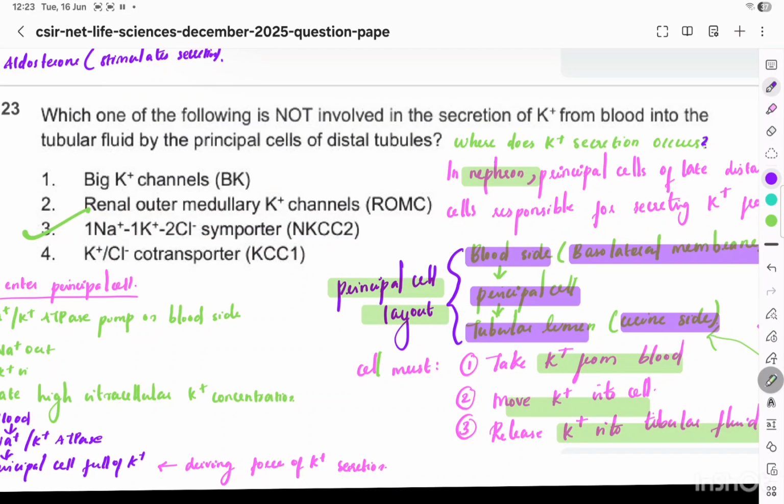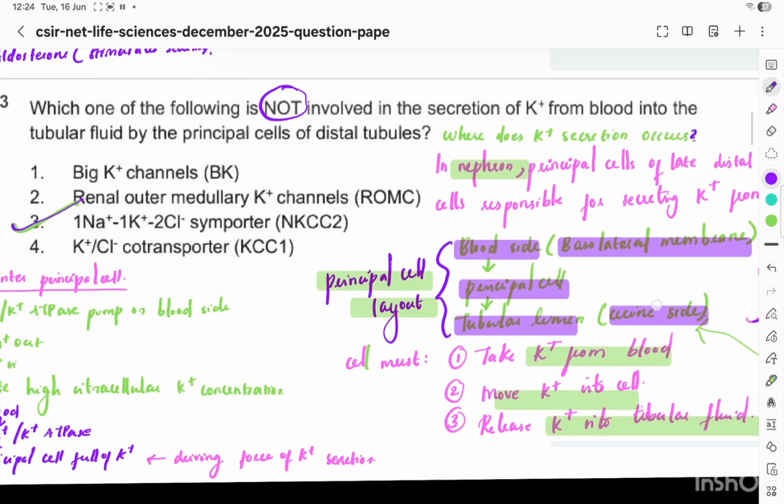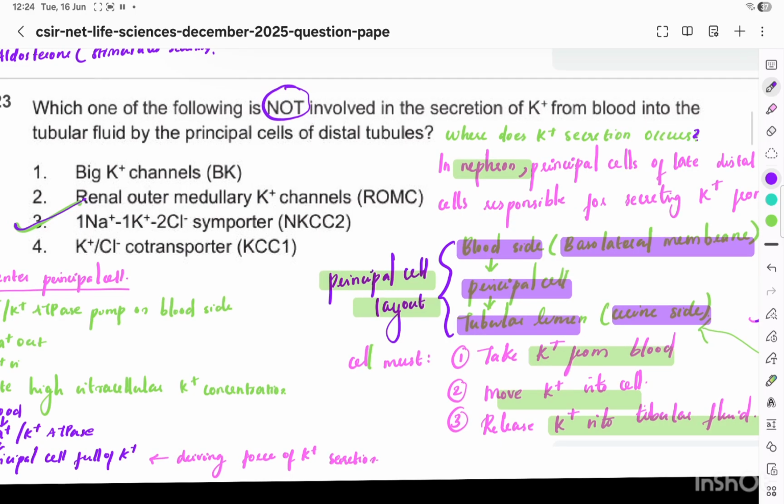To solve this problem: which one of the following is not involved in the secretion of K+ from blood into tubular fluid by the principal cell of the distal tubule? So here our answer is the third one, that is 1 Na+, 1 K+, 2 Cl- symport, NKCC2.